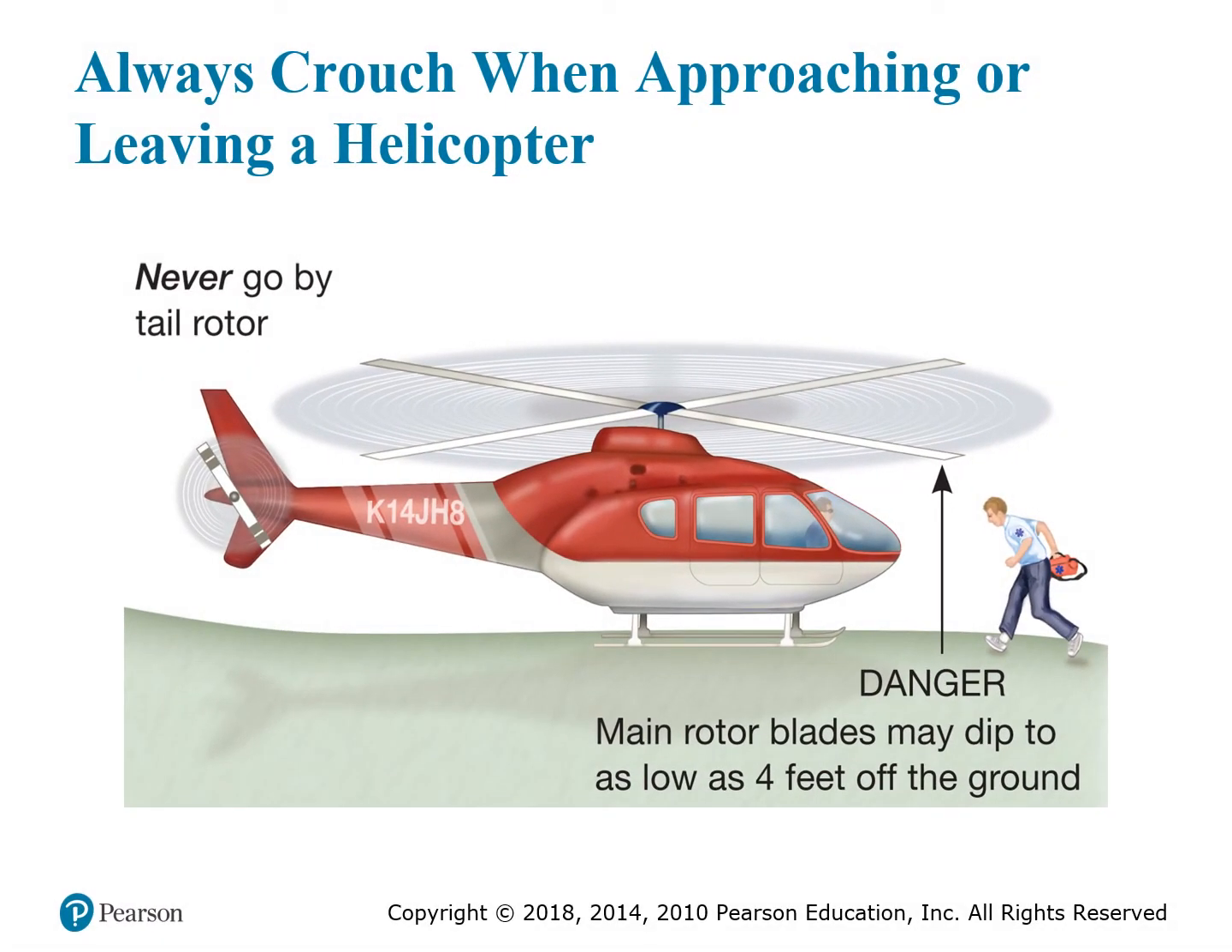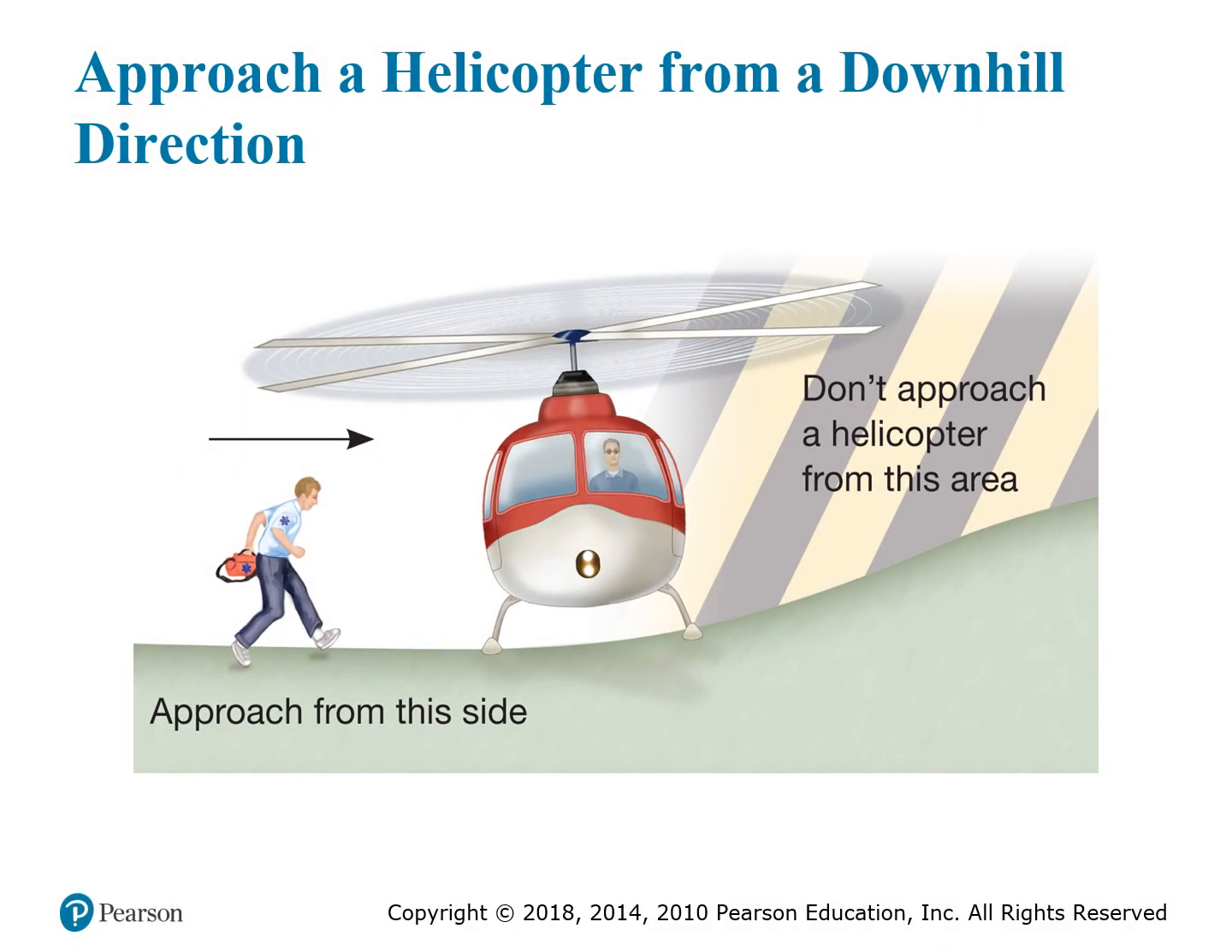Always crouch when approaching and leaving the helicopter. Never go near the tail rotor, and remember the main rotor blades may dip as low as 4 feet off the ground, causing injury. When approaching the helicopter on a downhill slope, approach from the downhill side and never approach from the upper portion of the hill.